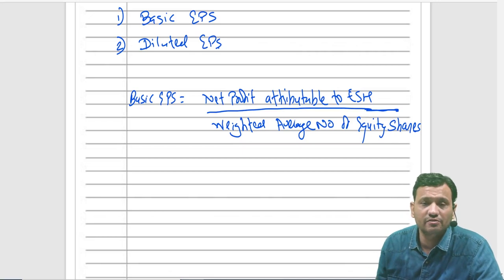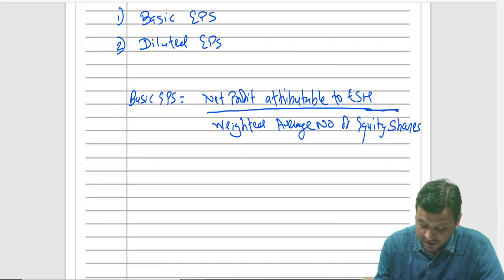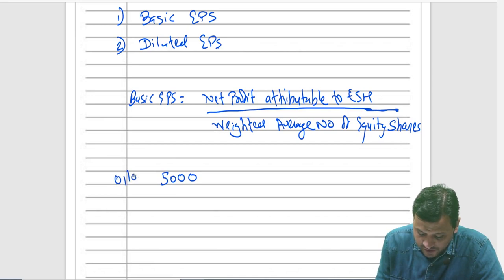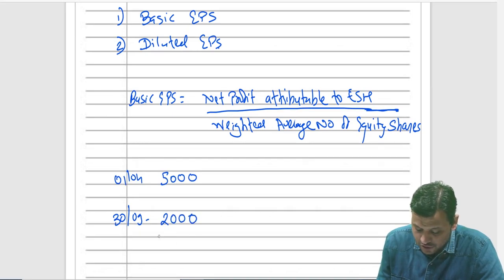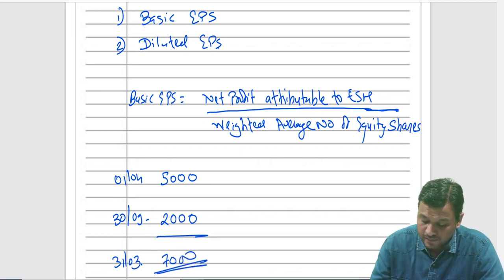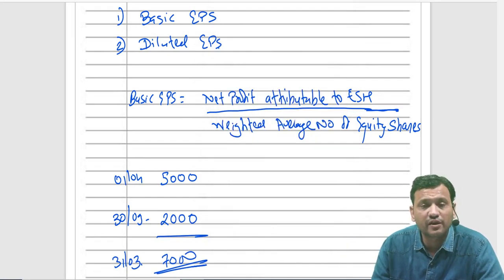What does weighted average mean? At any point of time, the number of shares is not constant. There is a change. For example, at the beginning of the year, on 1st of April, I had 5,000 shares. On 30th of September, I issue around 2,000 shares. If somebody asks what is your closing balance, then my closing balance on 31st March is 7,000 shares. But don't you think 7,000 shares are not there for the whole year? So we need to find out the weighted average number of shares for the purpose of calculating EPS.